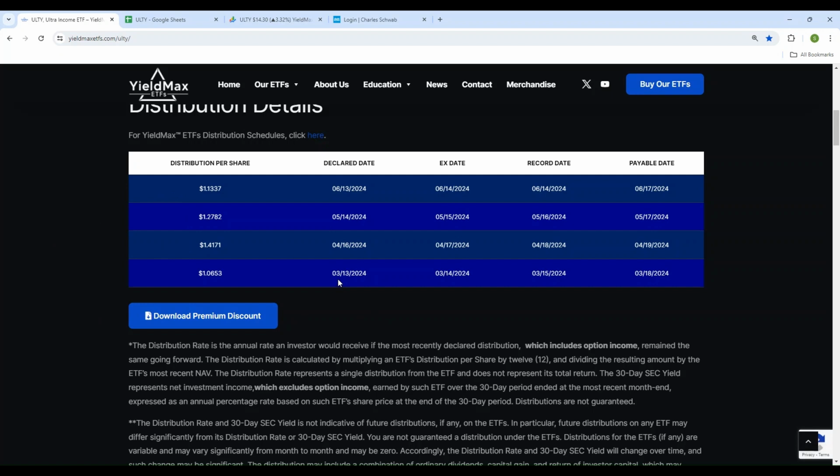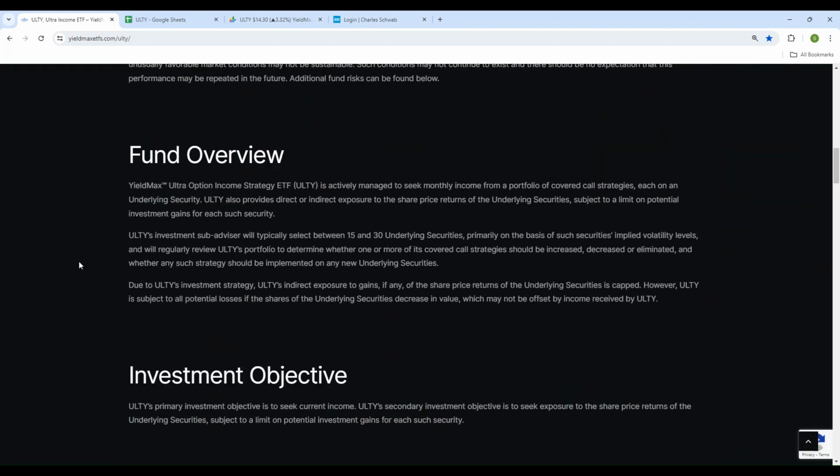So the first one was in March, then April, May, and June. And the distribution is over $1 each. So by looking at the numbers, this looks very good, right? I mean, it's a pretty decent distribution per share. But is it worth it? I will prove that in a minute with some mathematical analysis: should we buy it or not?